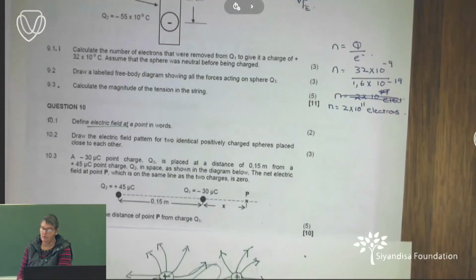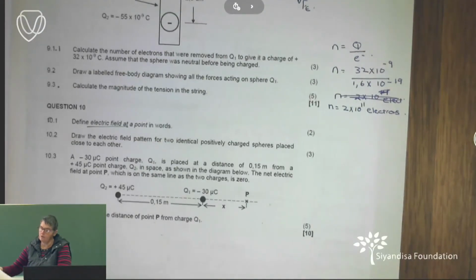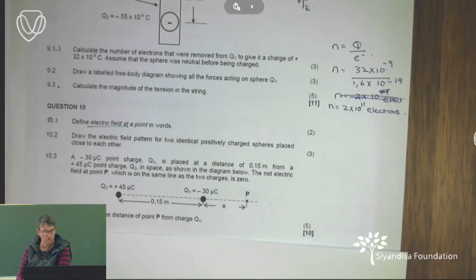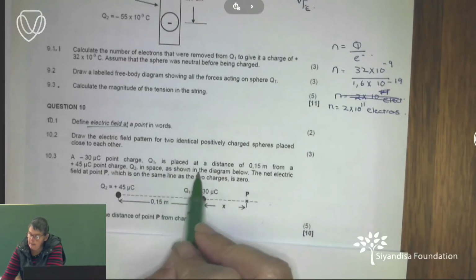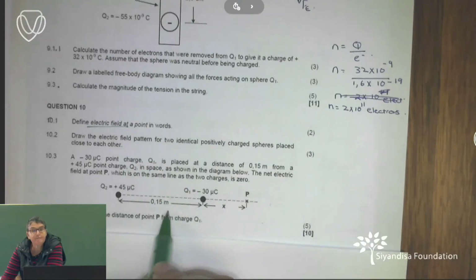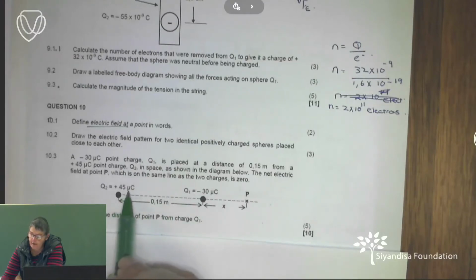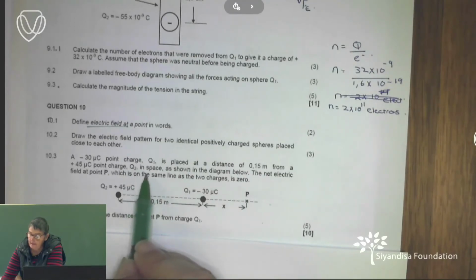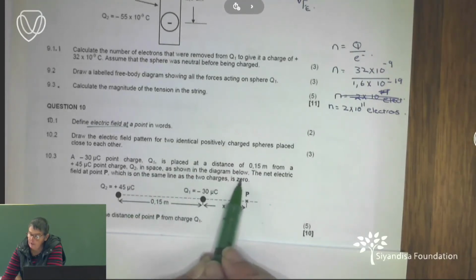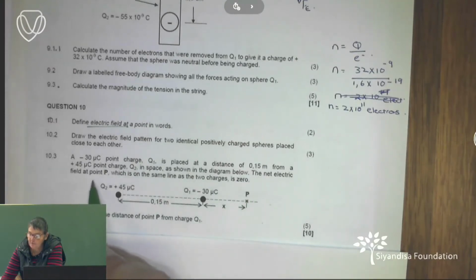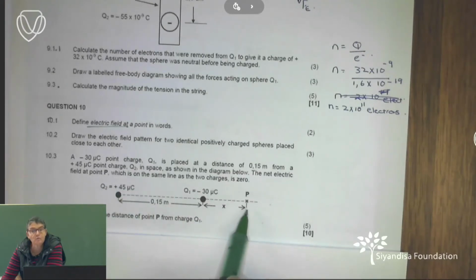Right. Now the next question. And normally these are the ones that we need to concentrate a little bit more with. They say here we have a negative 30 microcoulomb point charge. Okay, there it is. And it is placed at a distance of 0.15 meters from a 45 microcoulomb point charge, which is positive. In space, as shown in the diagram below, the net electric field at point P, which is on the same line, is equal to 0.